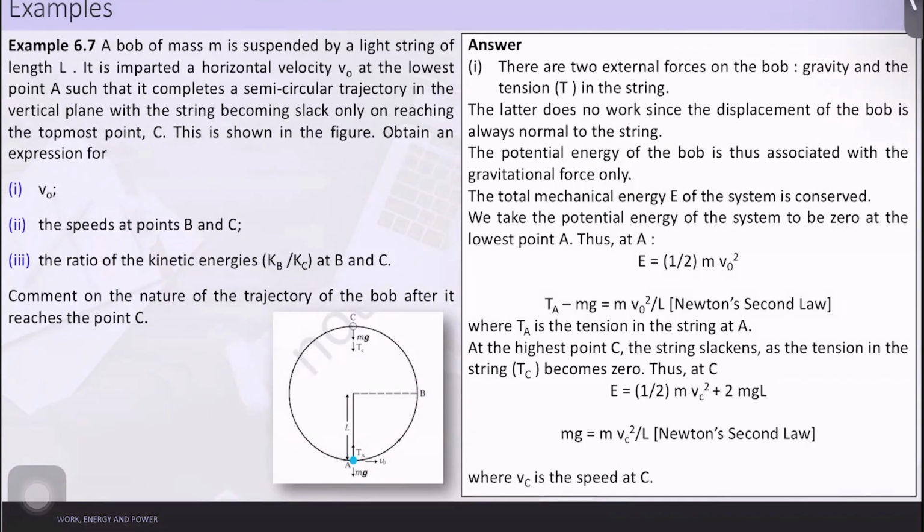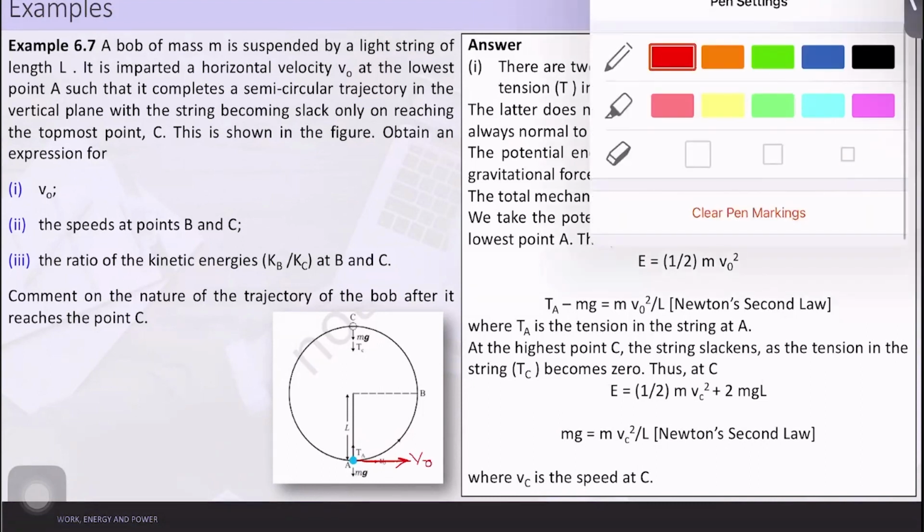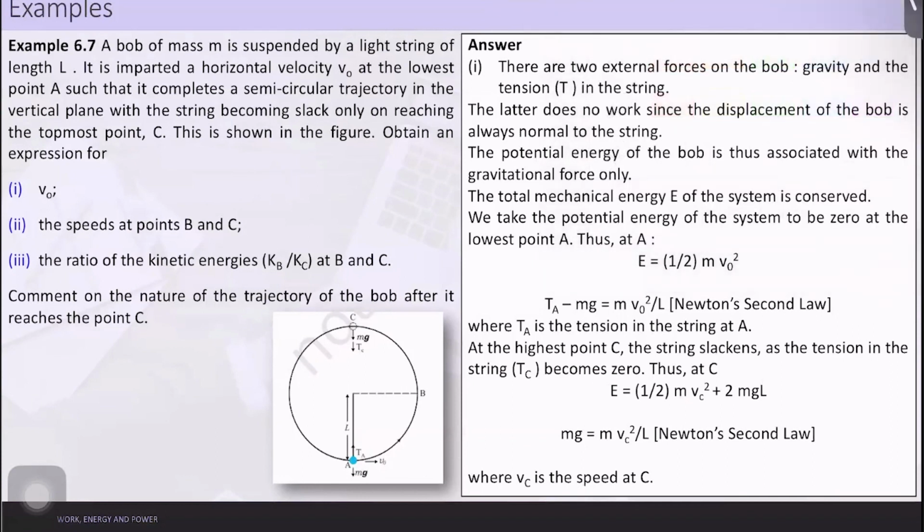A bob of mass m is suspended by a light string of length l, and it is being imparted a horizontal velocity, which is velocity v0, as you can see in the figure. It completes a semicircular trajectory in the vertical plane, with the string becoming slack only on reaching the topmost point C.